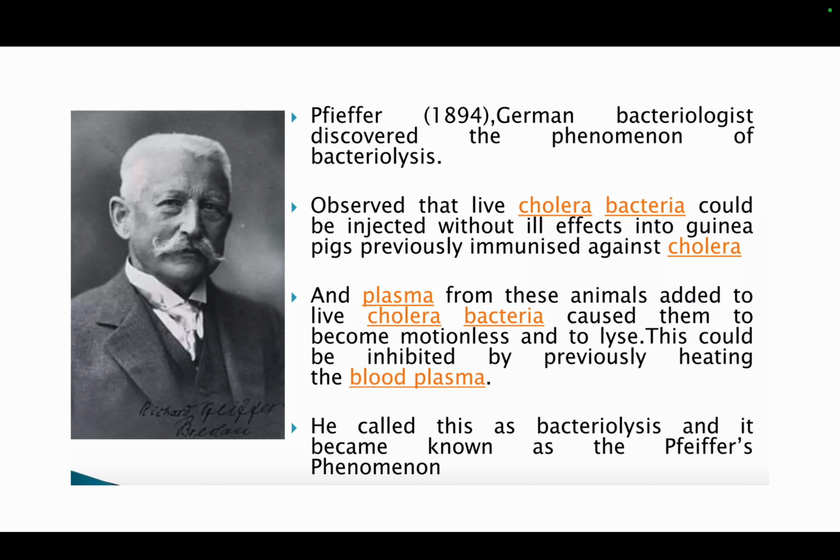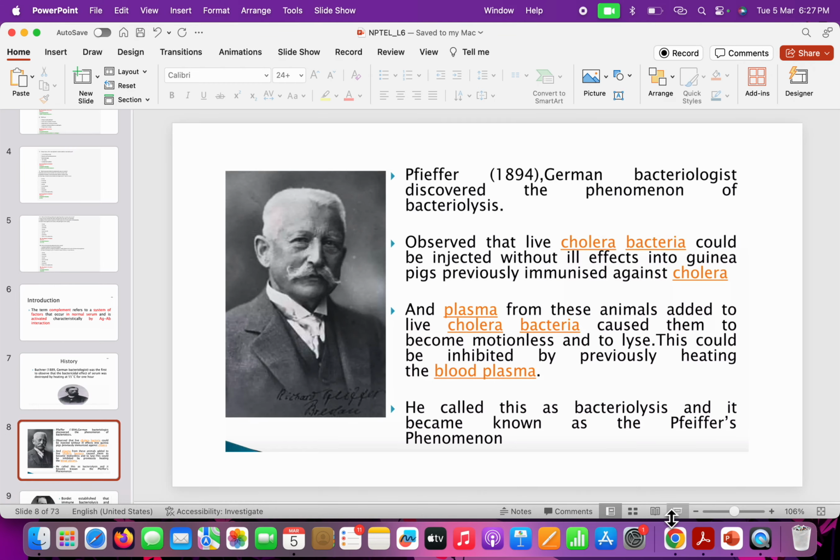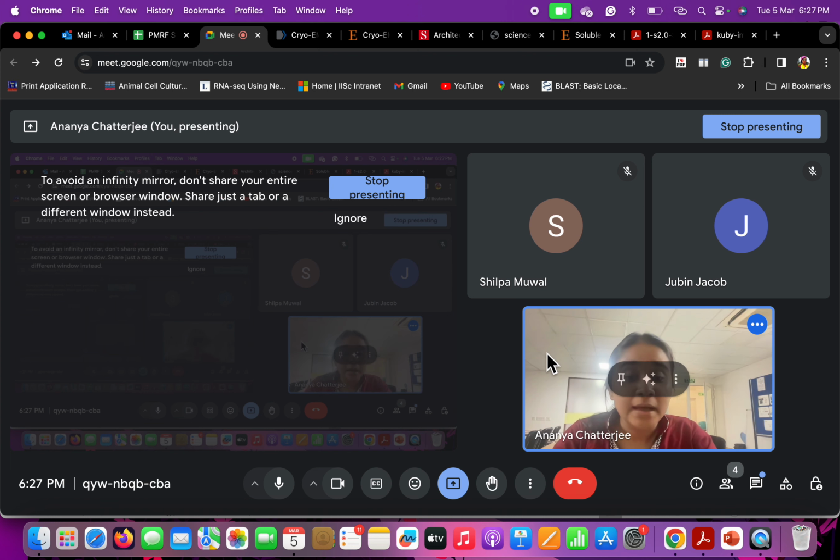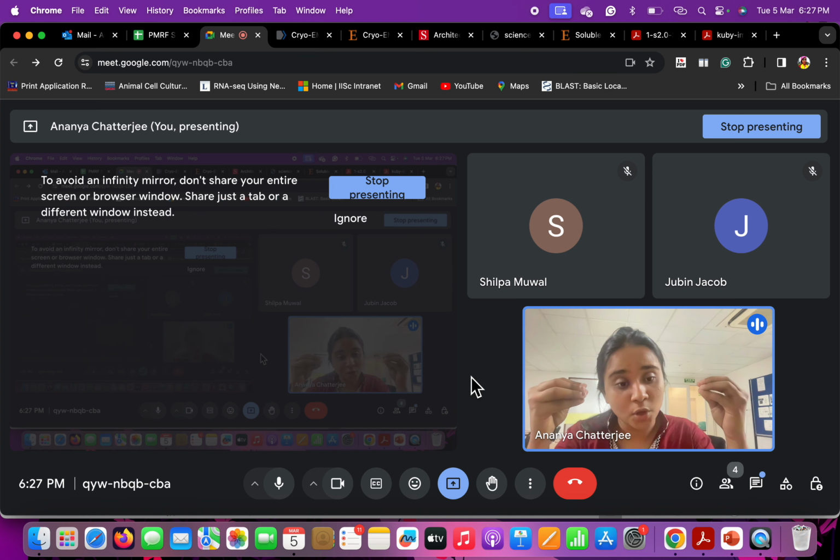It can be valid for viruses too, if you have a good antibody generated against them. Bactericidal effect means there are factors that help in killing bacteria. Bactericidal means killing bacteria, or bacteria will get burst.